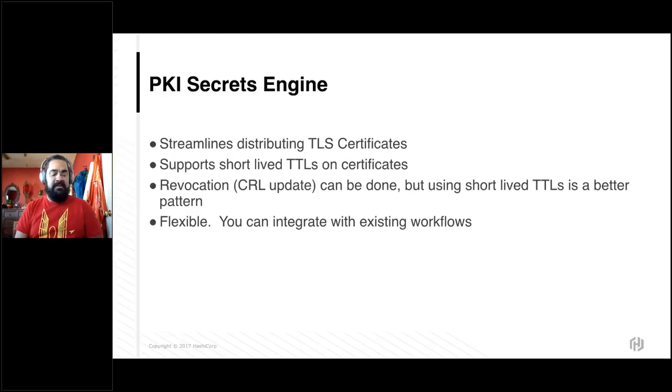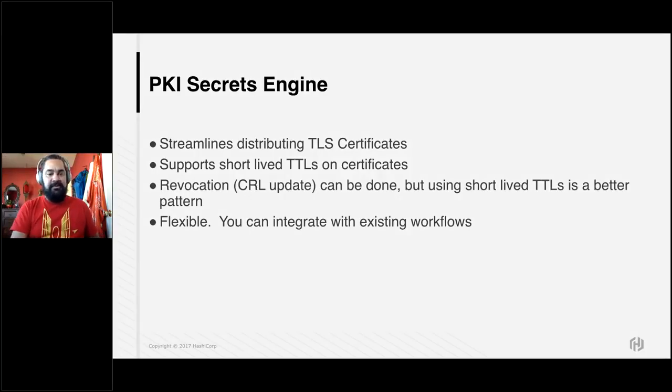So what does the secrets engine do? It streamlines distributing TLS certificates, and you can create PKI certificates with one command. Short-lived TTLs help to reduce any kind of blast damage that you might have from leaked certificates. And CRLs are able to be published and updated, but one of the patterns we find is most useful is to actually just use short TTLs, so you don't have to worry about your CRLs or OCSPs. And if you have existing TLS CSR patterns, Vault is flexible enough to accommodate those workflows.